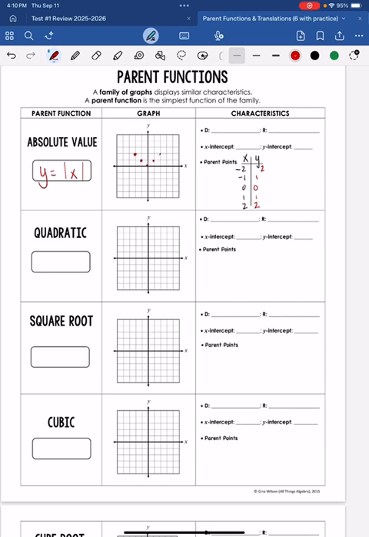Use a ruler, draw a nice graph. The absolute value is a V. That's how you can remember what it looks like. Absolute value is a V. That doesn't look very good. Let's draw it again. There we go.